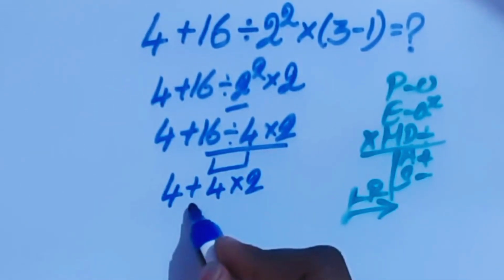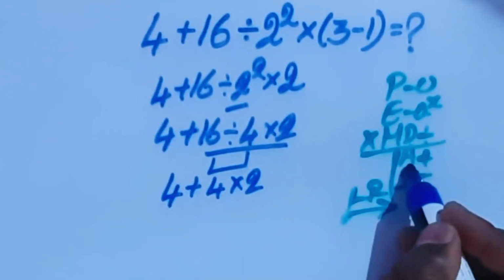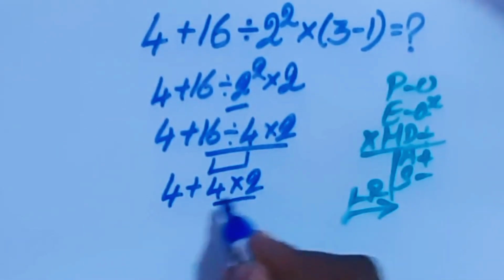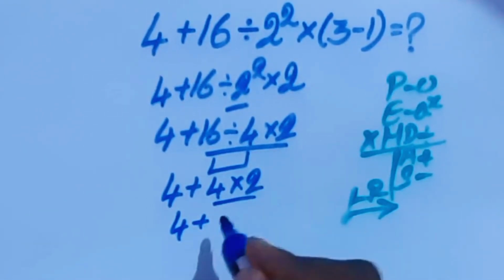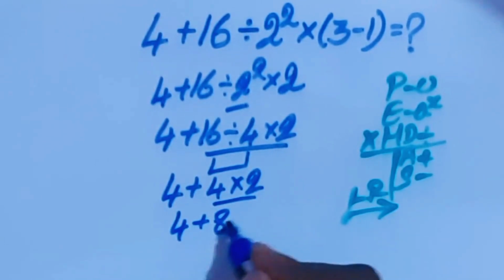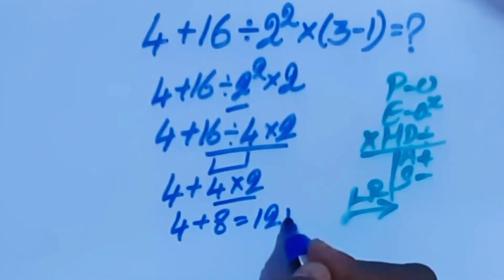Here we have addition and multiplication. Multiplication is higher priority than this addition. So we have to do this multiplication before this addition. So 4 plus 4 times 2 is 8. Here 4 plus 8 is 12, which is the correct answer.